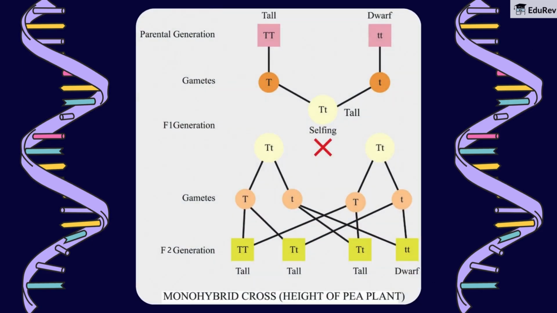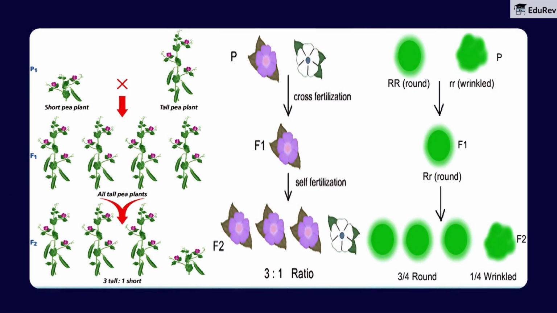Now, in the F2 generation of the monohybrid cross, height of pea plant, we see the results of crossing TT tall and tt dwarf. Here is another example shown for monohybrid cross between round and wrinkled flowers.